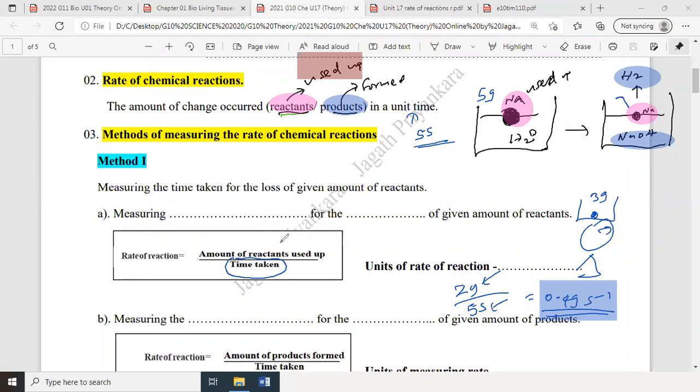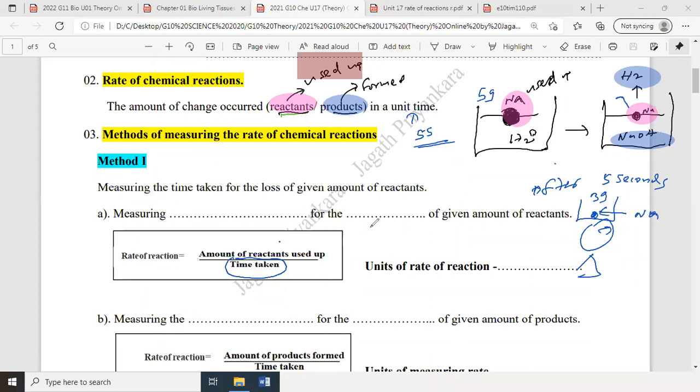How many grams of sodium used up here? 2 grams used up. Try to understand. No point of memorizing this equation. You will not improve, right? So you get the concept using this example. So you add 5 grams. After 5 seconds, only 3 grams of sodium will be left. You can check that using the electronic balance.